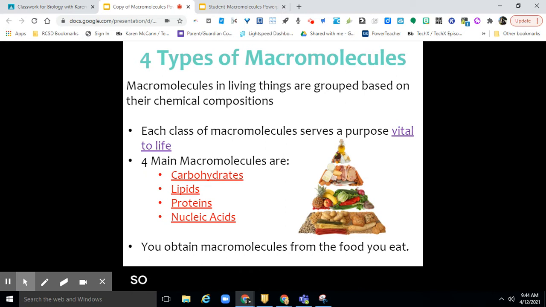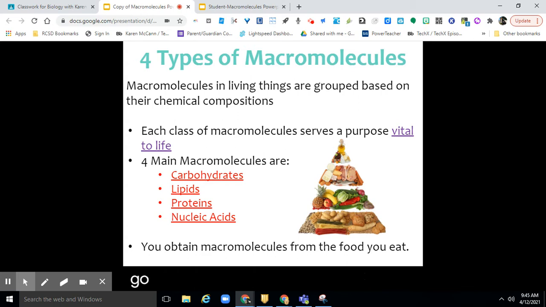So we've already learned the 4 types of macromolecules. We've already learned that these macromolecules are absolutely essential to life, and we've learned their names. And we've also touched on the fact that you obtain macromolecules from the food that you eat.